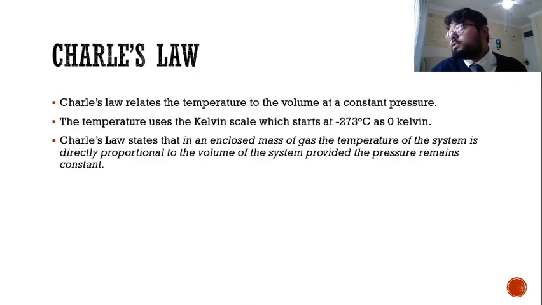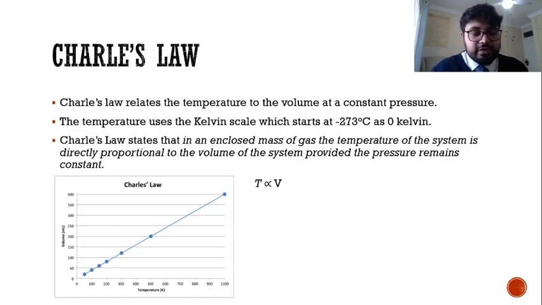Now, Charles' law states that in an enclosed mass of gas, the temperature of the system is directly proportional to the volume, provided the pressure remains constant. Two things again: we cannot use Charles' law when the pressure is changing, and the second thing we know is that if the temperature increases, the volume will increase, and if the temperature decreases, the volume will decrease. So that is our proportionality equation, which we'll use to derive our Charles' law equation.